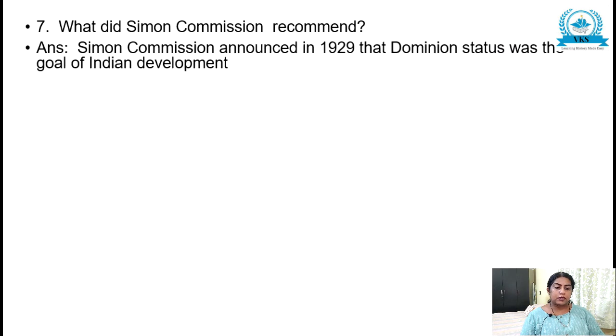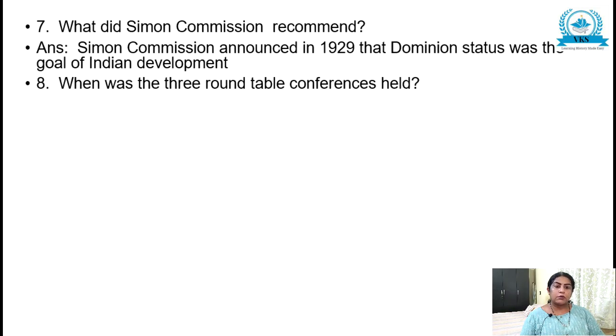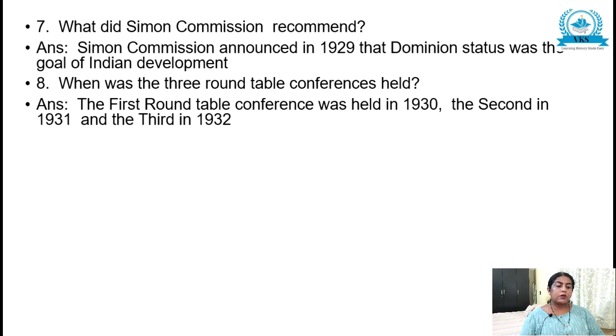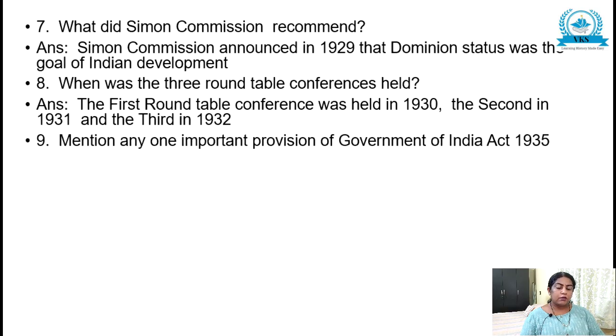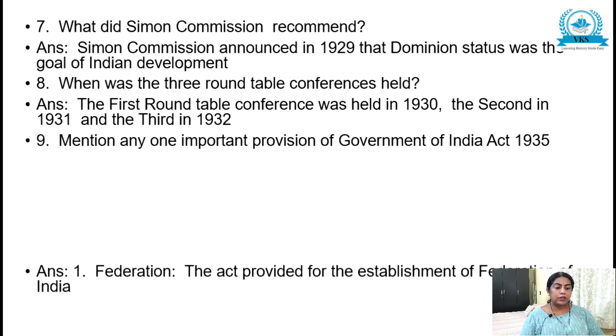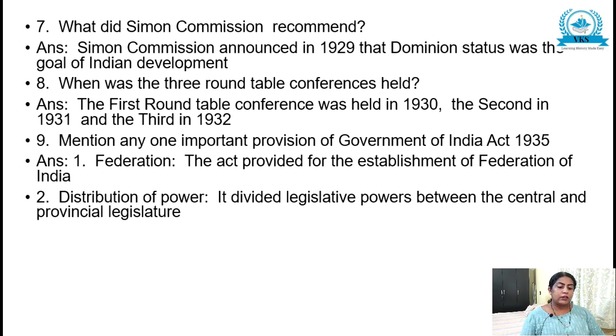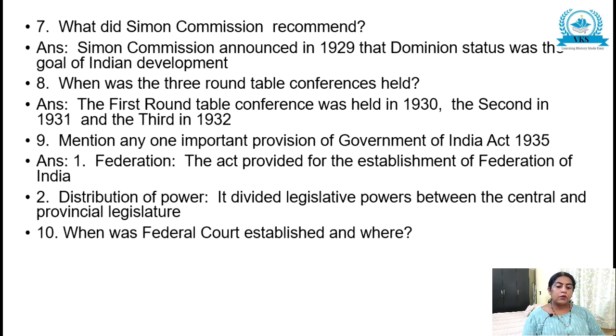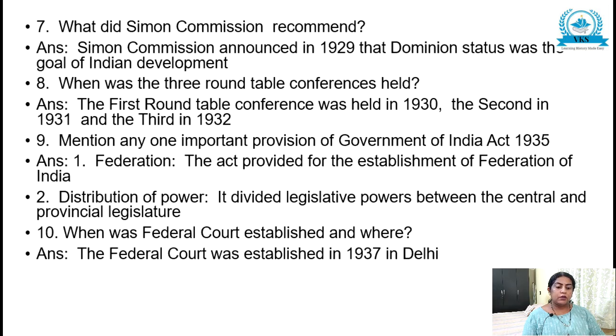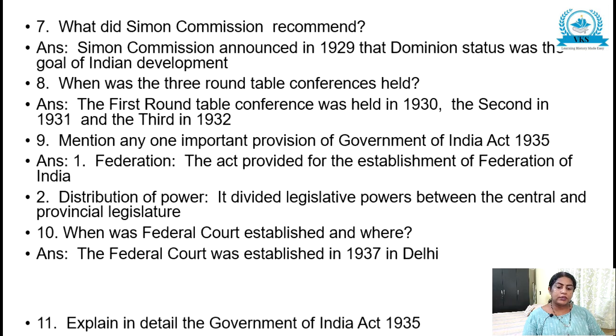What did Simon Commission recommend? Simon Commission announced in 1929 that dominion status was the goal of Indian development. When were the 3 roundtable conferences held? The first roundtable conference was held in 1930, second in 1931 and third in 1932. Mention any one important provision of Government of India Act 1935. Federation: the act provided for the establishment of Federation of India, and you can write distribution of power. It divided legislative power between central and provincial legislature. When was Federal Court established and where? Federal Court was established in 1937 in Delhi.